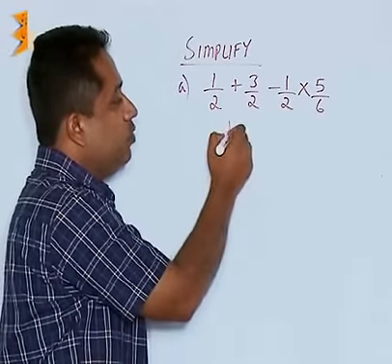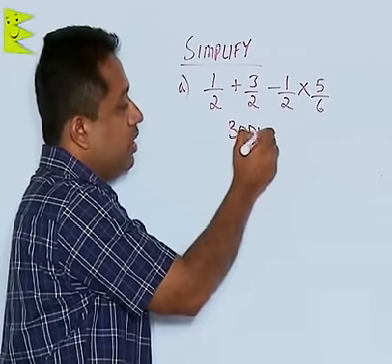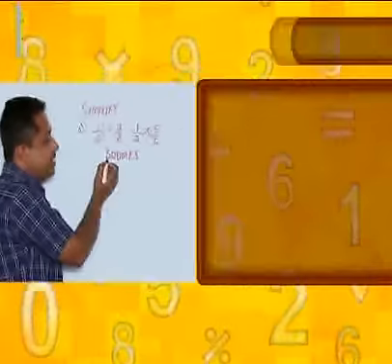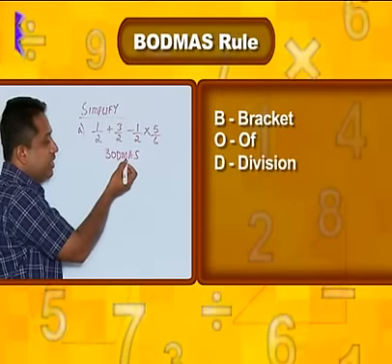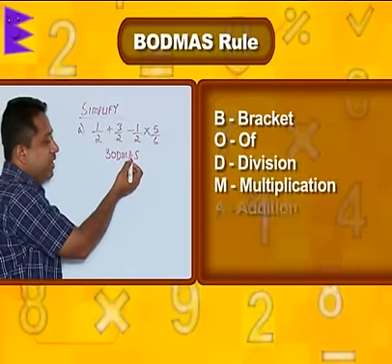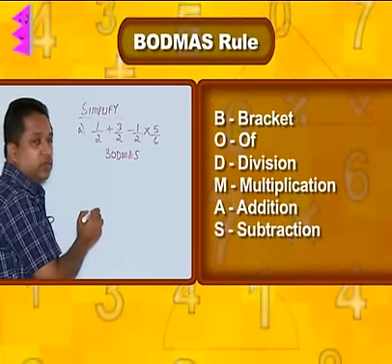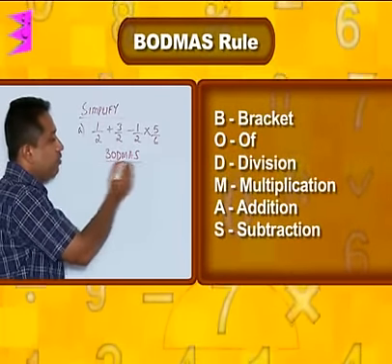For that we use the BODMAS rule. Now the BODMAS rule is: B stands for bracket, O stands for of, D stands for division, M is multiplication, A is addition, and S is subtraction. So this is the order which we are going to follow.